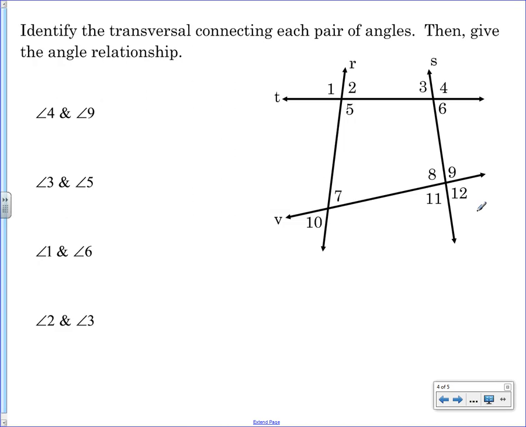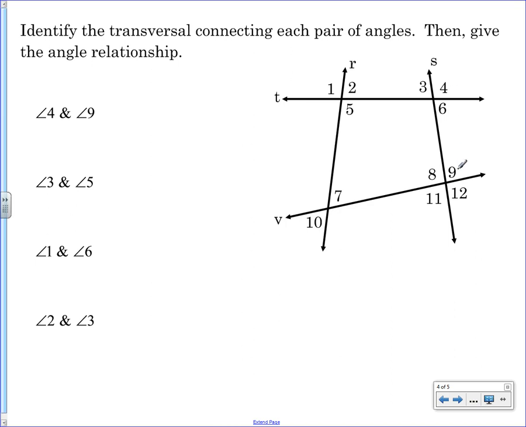Excellent. All right, identify the transversal connecting each pair of angles. So that's part 1. Okay. Then give the angle relationship. Give it a name. Is it alternate interior, alternate exterior, vertical, whatever. Okay. So angle 4 and angle 9. So if you have a pencil, if you need to, you might want to circle angle 4 and angle 9 so you can just kind of focus on that.